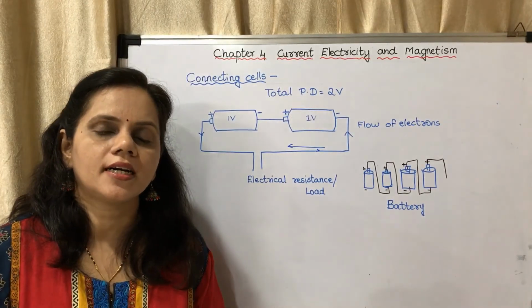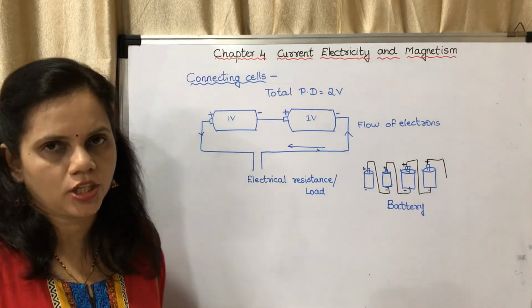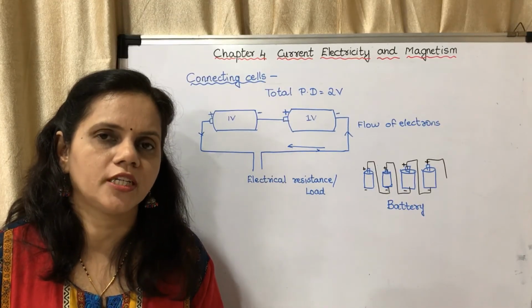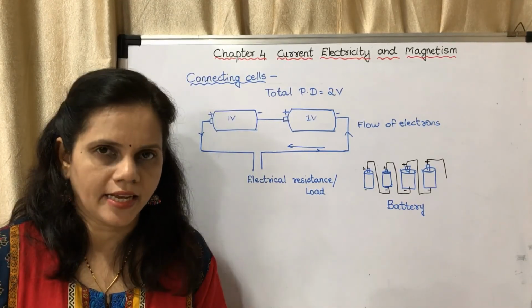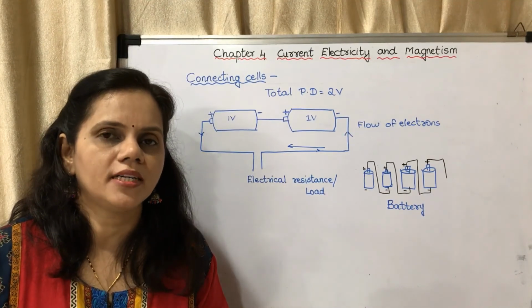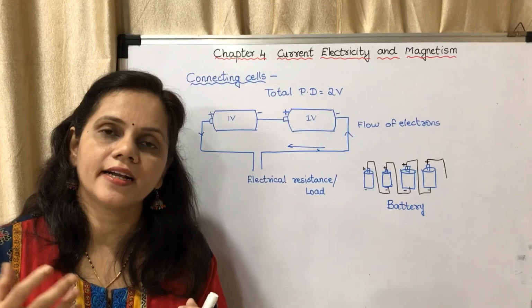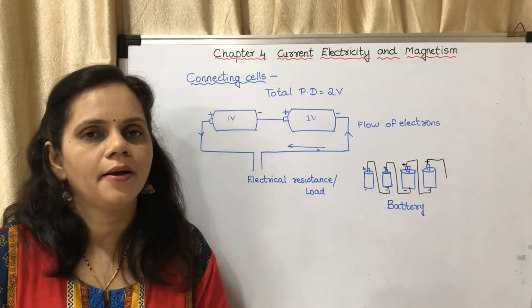Because a car needs more potential difference, a single cell cannot provide that much potential difference. So many cells are used. And a connection of multiple cells is said to be a battery. That is why a car's cell is called a battery.